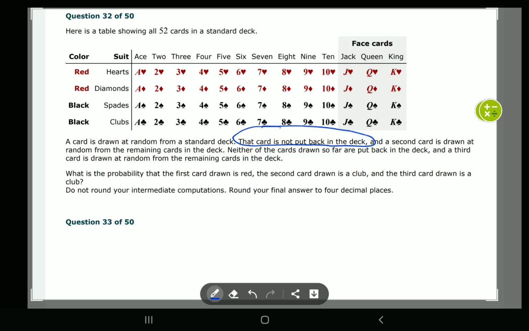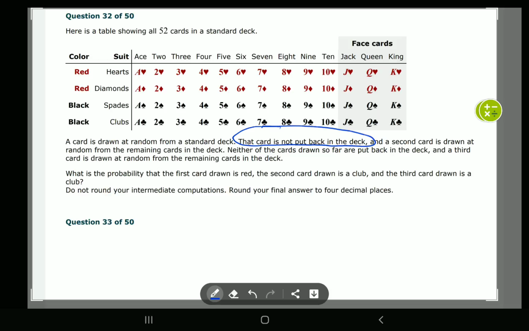What is the probability that the first card is red, the second card is a club, and the third card drawn is a club? Do not round your intermediate computations. Round your final answer to 4 decimal places. Alright.